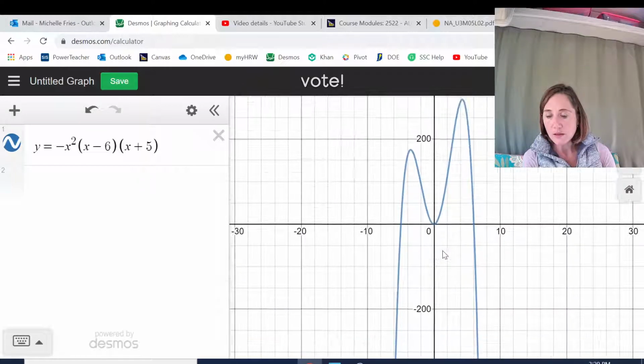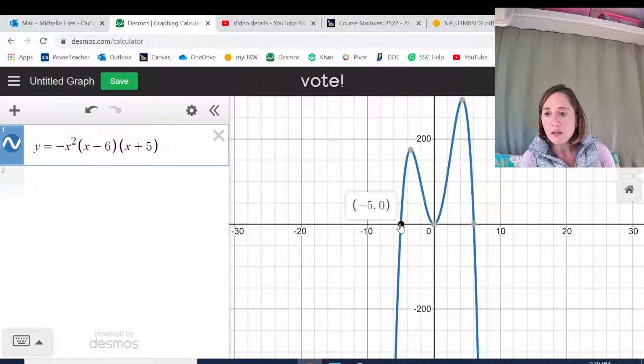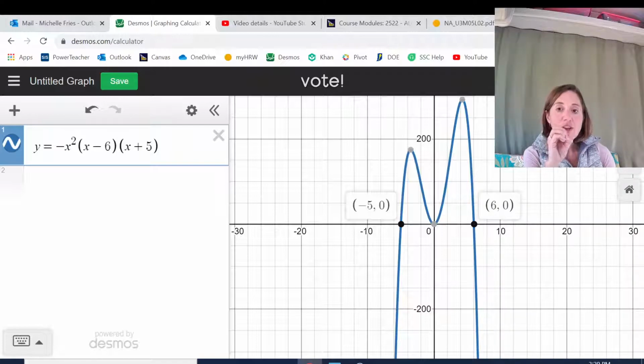Okay, so this 0, this x-intercept is at negative 5. Look back at your equation. Does that make sense to you? If I plug a negative 5 in for the x, negative 5 plus 5 makes 0. So it would turn this to a 0. So there's one of your roots. Let's look at this one next. This 6, okay, that makes sense from our middle factor here. If I put a 6 in for the x, 6 minus 6 would be 0. So that would turn it to a 0. So that's my other root.